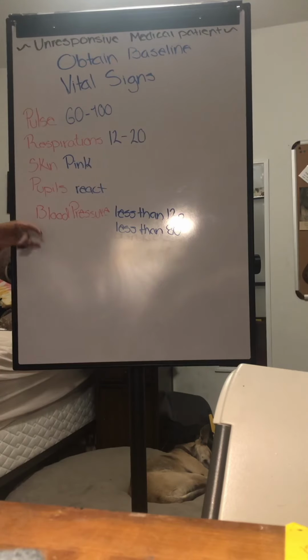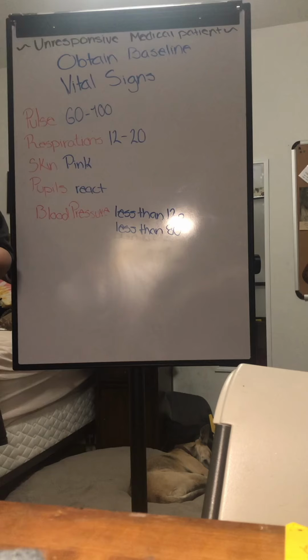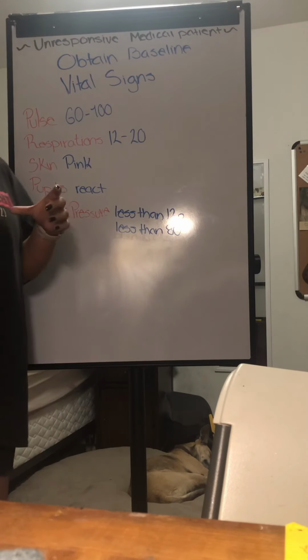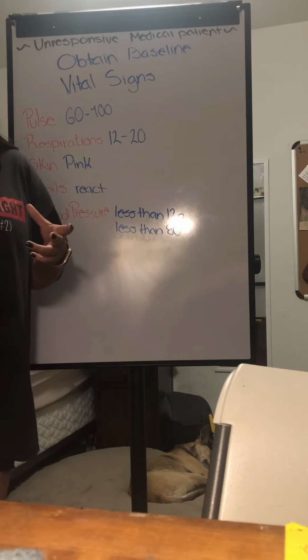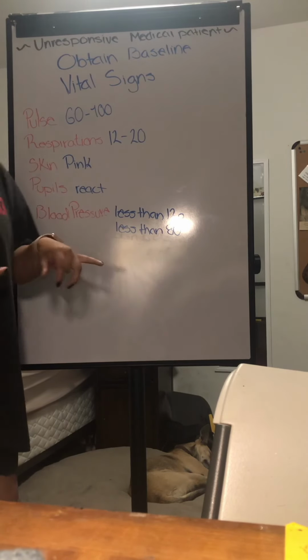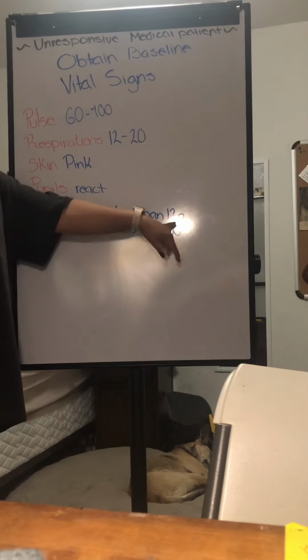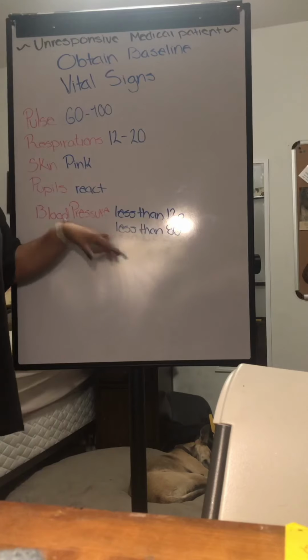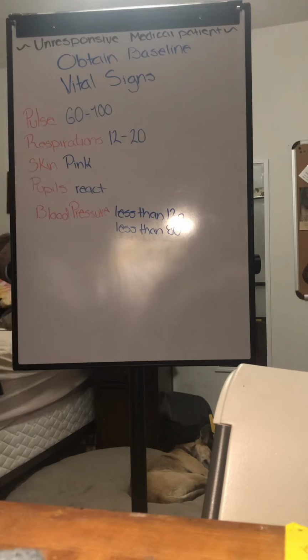And then the last thing that we do is the blood pressure. The blood pressure should always be done manually because we ourselves are able to do it, and we won't have to depend on the machine that does it by itself, because it isn't always correct. So the average blood pressure should be less than 120 for systolic and less than 80 for diastolic. And that really concludes obtaining baseline vital signs.